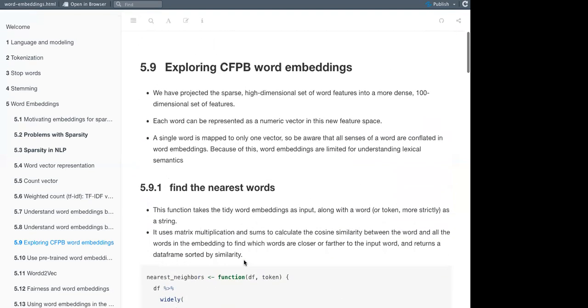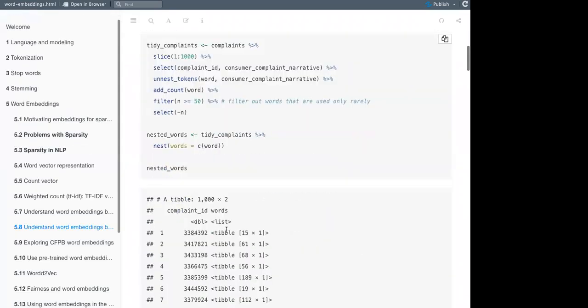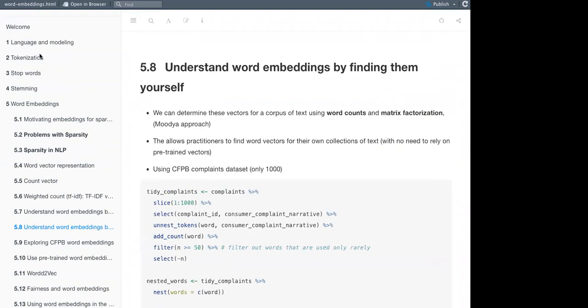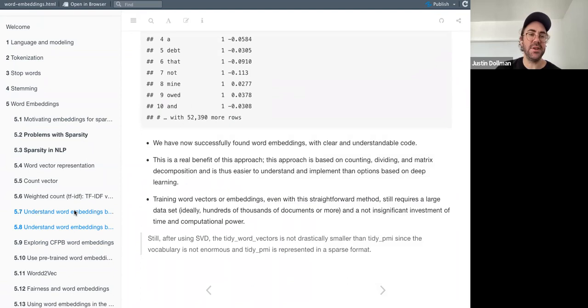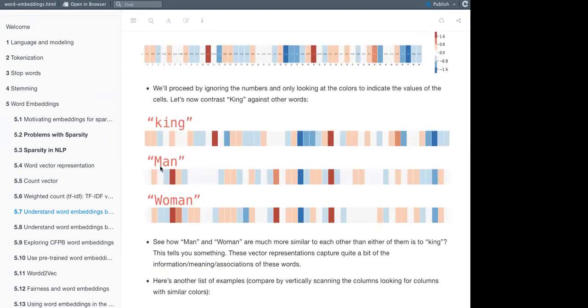I think, maybe if you have not seen that blog post by J. Alammar, let me show you this. Where can I go back? I think on the table of contents, yeah. So if you look at this one here, king, man, woman, they are not saying they are the same, right? But what they are saying is that this is a vector for the king, this is a vector for the man, this is a vector for the woman.